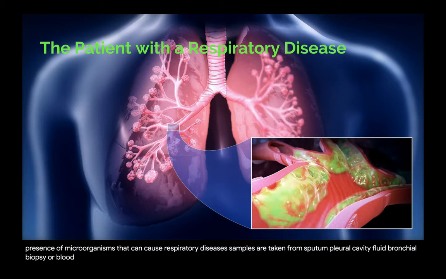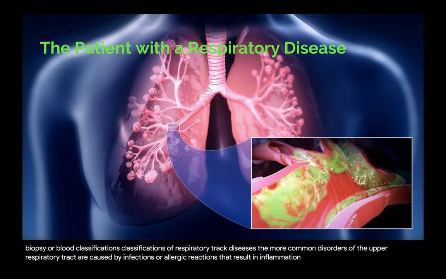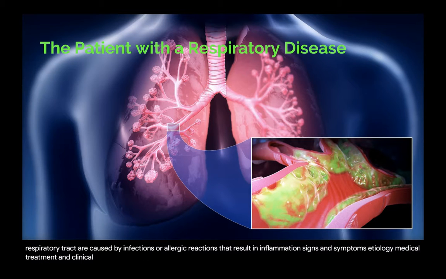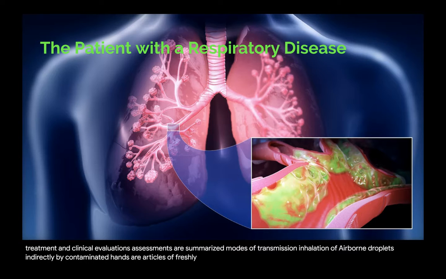Classifications of respiratory diseases. Upper respiratory tract diseases. The more common disorders of the upper respiratory tract are caused by infections or allergic reactions that result in inflammation. Signs and symptoms, etiology, medical treatment, and clinical evaluation assessments are summarized. Modes of transmission: inhalation of airborne droplets. Indirectly by contaminated hands or articles freshly soiled with discharge of nose or throat of an infected person.